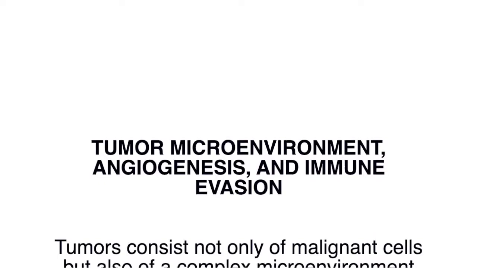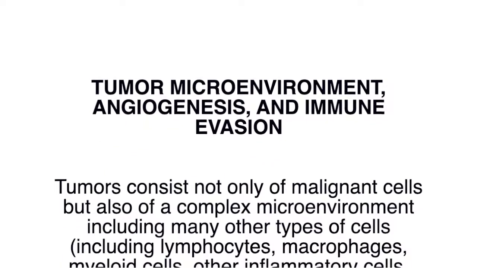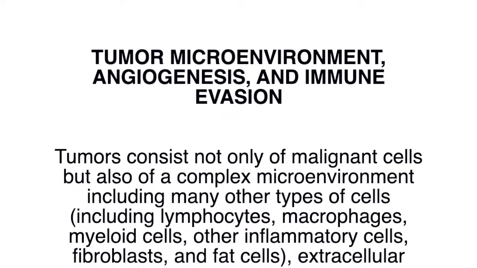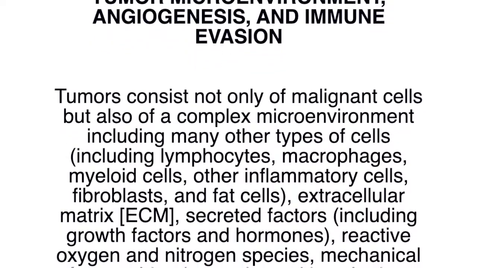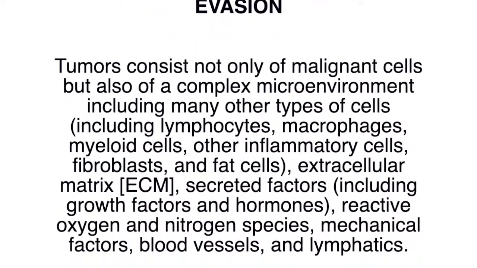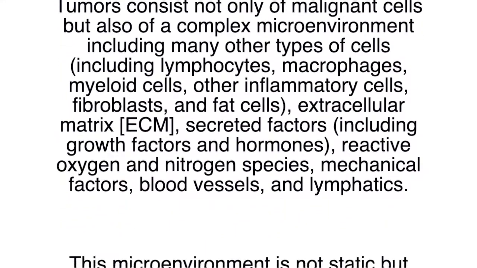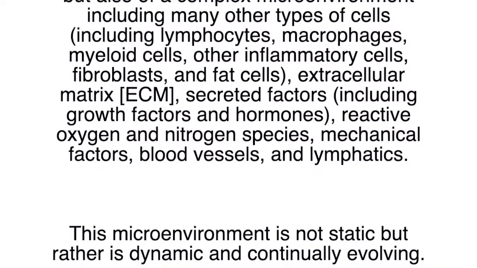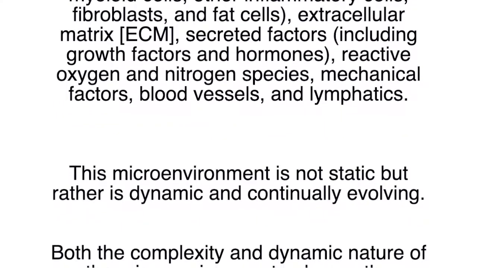Tumor microenvironment, angiogenesis, and immune evasion. Tumors consist not only of malignant cells but also of a complex microenvironment including many other types of cells, including lymphocytes, macrophages, myeloid cells, other inflammatory cells, fibroblasts, and fat cells. Extracellular matrix, secreted factors like growth factors and hormones, reactive oxygen and nitrogen species, mechanical factors, blood vessels, and lymphatics.